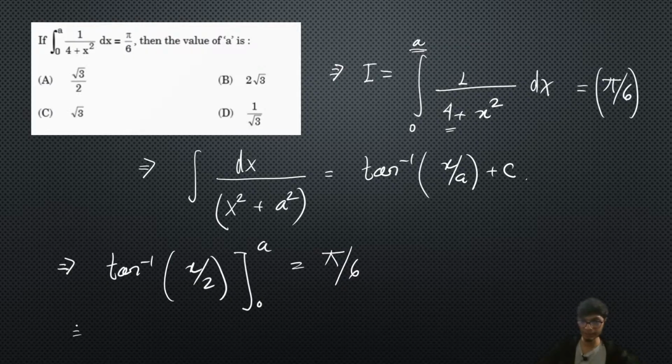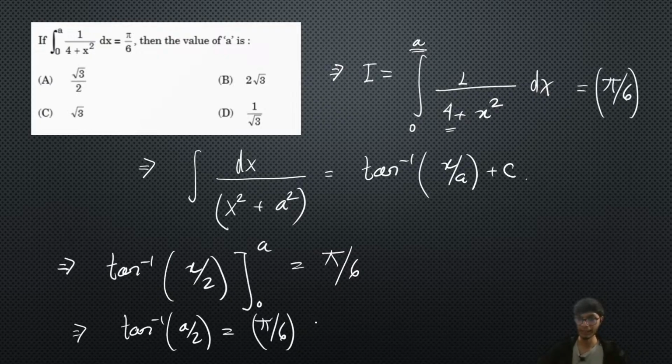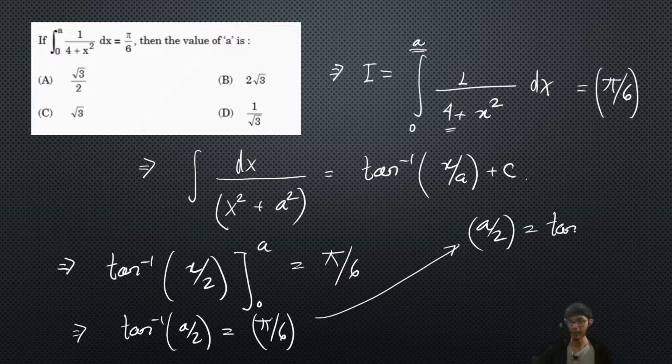Further evaluating, you will get tan inverse of a by 2 equal to pi upon 6. Nothing is mentioned here, so we definitely have to talk about the principal argument. From here, a upon 2 is equal to tan of pi upon 6, and that's 1 upon root 3. So you will get the value of a as 2 upon root 3. You can check.